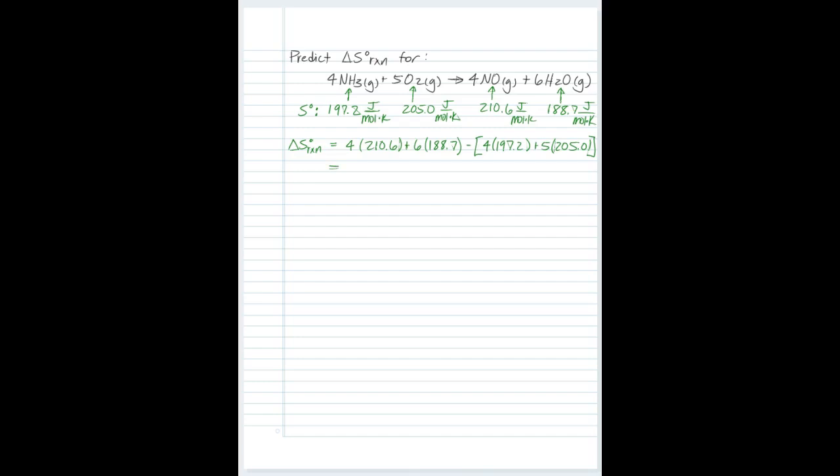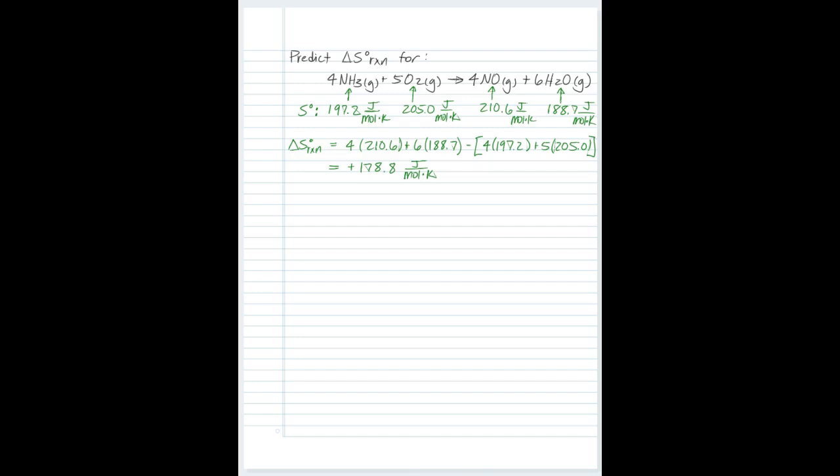All right, so if I add these all up, it comes out to be positive 178.8 joules per mole Kelvin. Okay, and I put the positive there to kind of emphasize the signs. Signs are so important in thermodynamics. Does it make sense that we have a positive change in entropy?